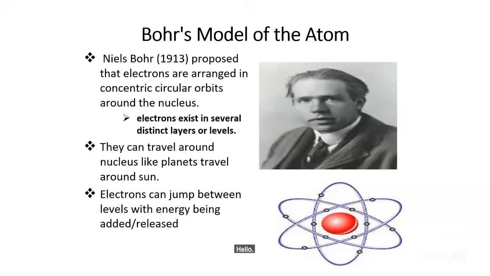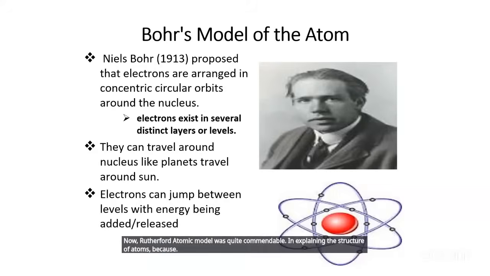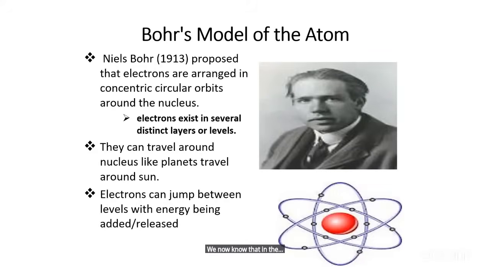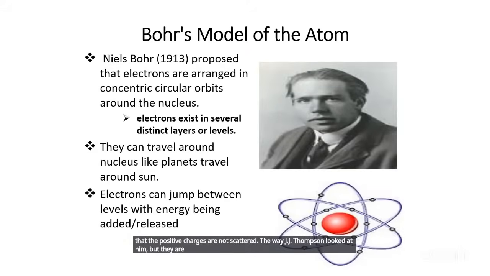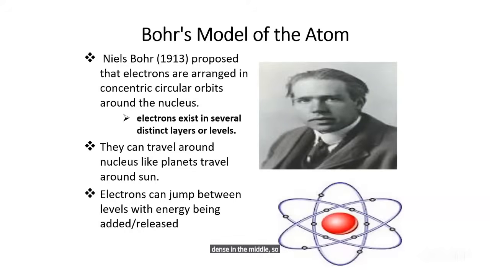Now, Rutherford atomic model was quite commendable in explaining the structure of atoms, because we now know that in the center of the atom, the positive charges are not scattered the way J.J. Thomson looked at it, but are in the form of a hard, dense spot in the middle of the structure of the atom with a positive charge, which is referred to as proton.